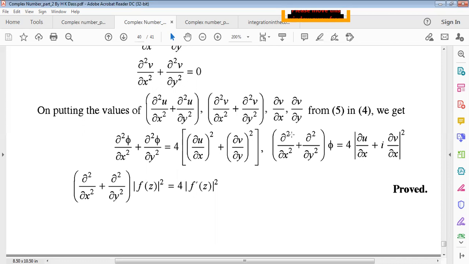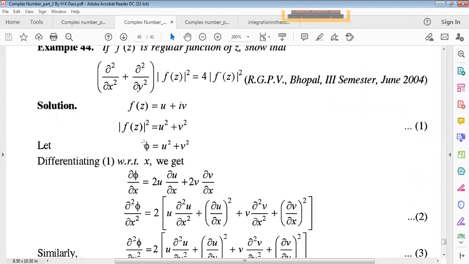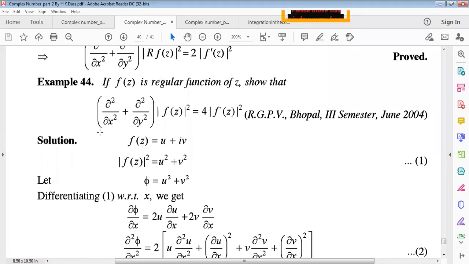So this can be written as, this is actually, absolute f of z whole square equals 4 into, this is the first derivative. Okay, absolute value of f dash z whole square. This is the absolute value of first derivative. And del square by del x square plus del square by del y square of phi equals absolute value of f dash z whole square. So we got this proof.